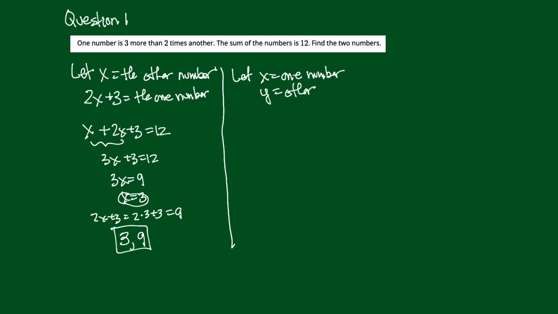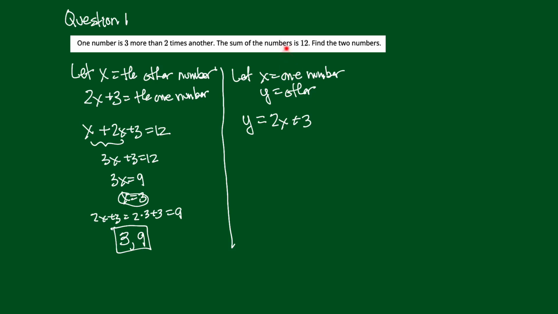Now here's what I know. One number, y, is 3 more than 2 times another number. Now, the other number here is x. 2 times x is written 2x and 3 more. All right, that's one equation. Now, I've got two variables here, so I need two equations. I've got one equation here.